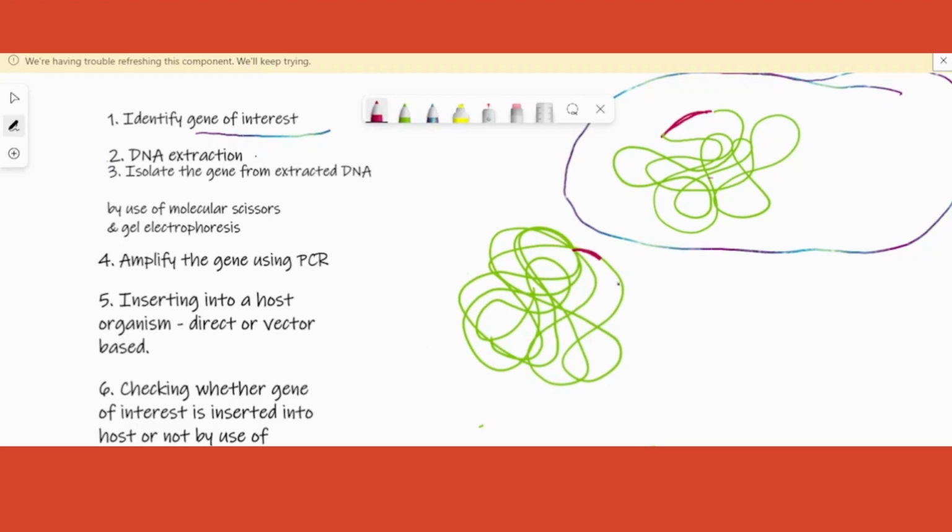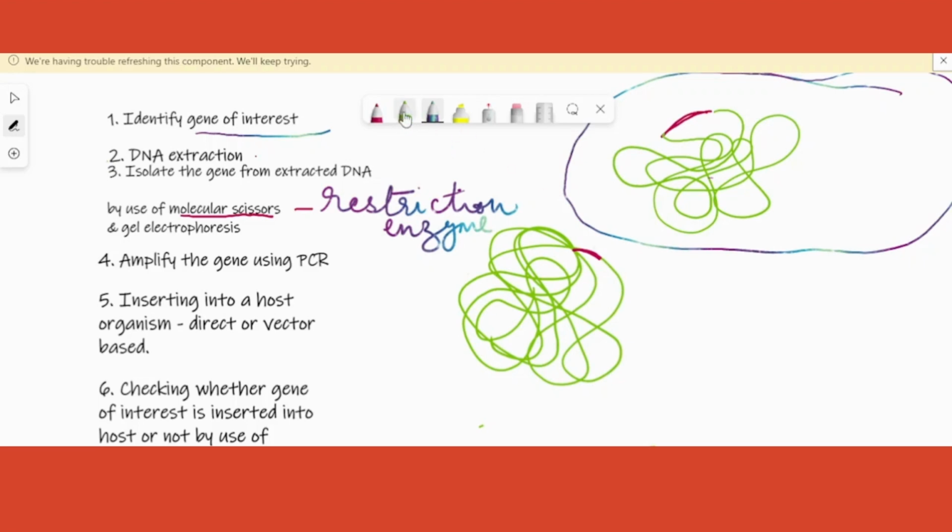I need to cut this out. How do I cut it? Using scissors, I'm going to cut. But I don't have a scissor right now which can cut a DNA, right? So I need to use something called molecular scissors, which are enzymes. What kind of enzymes are they? They are called restriction enzymes, about which you are going to learn in detail. All right. So these are restriction enzymes. What do they do? They cut out our gene of interest.